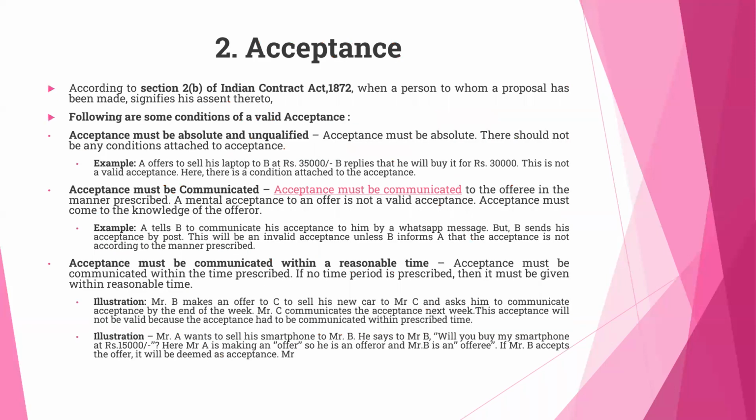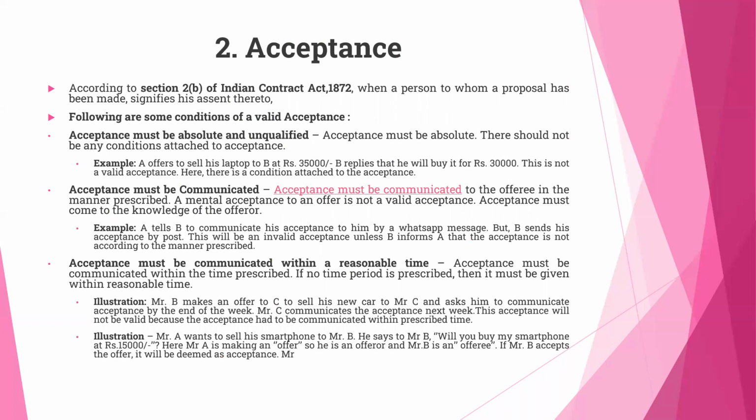Then second one is acceptance. According to Section 2 sub-section (b) of the Indian Contract Act 1872, when a person to whom a proposal has been made signifies his assent thereto.